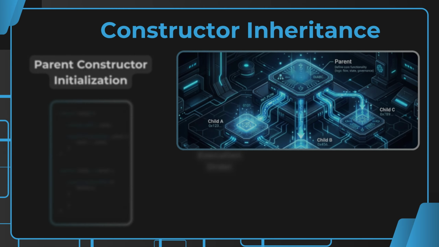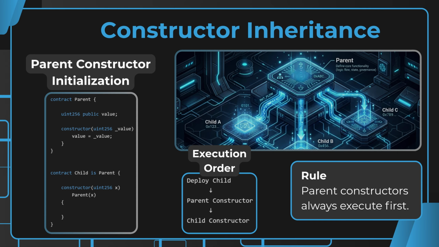When inheritance is involved, parent constructors must also be initialized. Here, the child constructor forwards parent value to parent value. Parent constructors execute before child constructors. You can also pass fixed arguments directly in the inheritance list when appropriate.